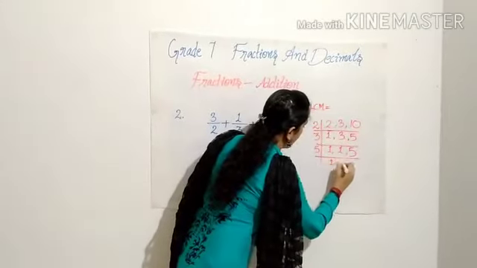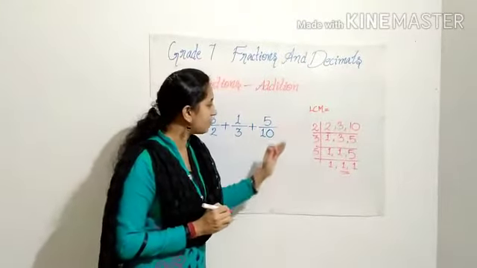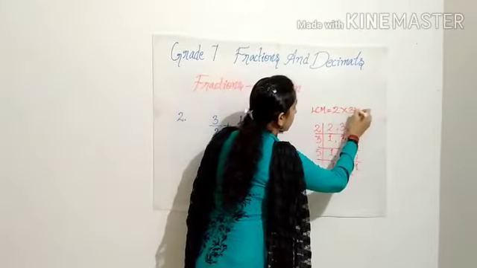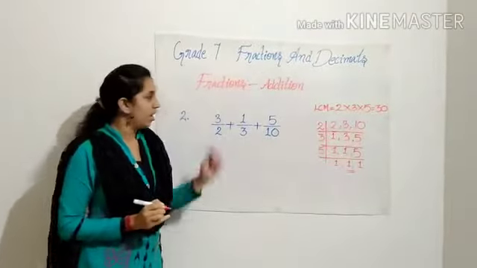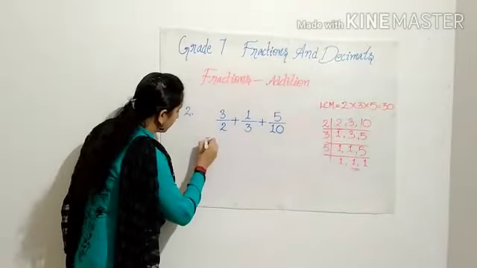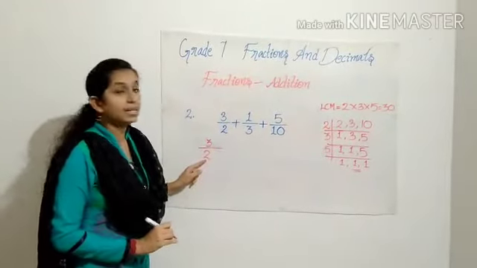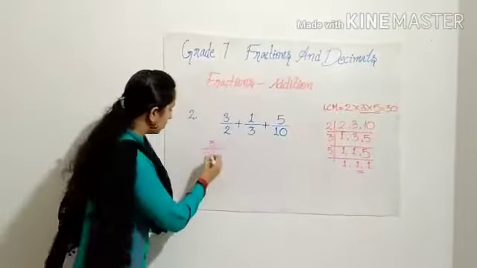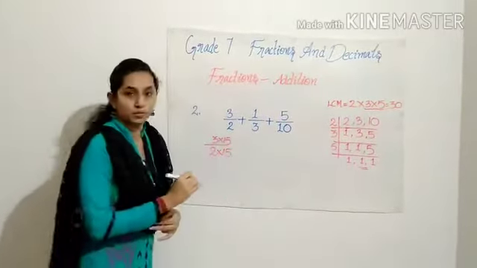And next step is to take 5. So what do we get? 1, 1 and 1. So we can stop here. So what is LCM? 2 into 3 into 5. That is 30. So LCM is 30. Now 30 will be our denominator. Let's take the first fraction, that is 3 by 2. 2 should be multiplied by 15 to make 30. So 2 into 15. Here also we have to multiply by 15.